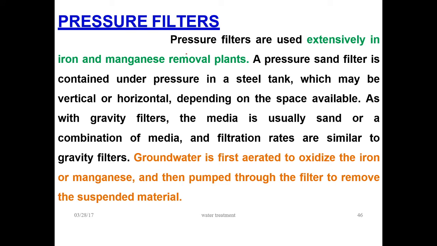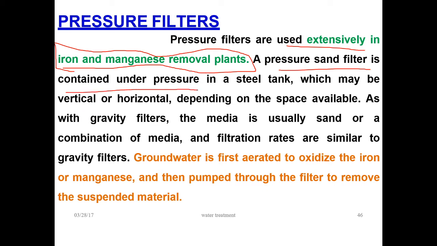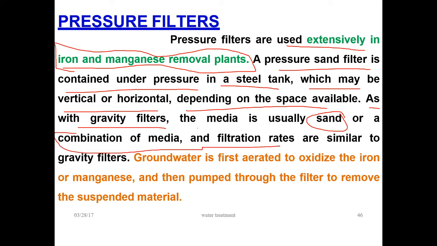Next one is pressure filters. Pressure filters are used extensively in iron and manganese removal plants. This is meant only for removing iron and manganese. A pressure sand filter is contained under pressure in a steel tank, which may be vertical or horizontal depending on the space available. As with gravity filters, the media is usually sand, or a combination of media, and filtration rates are similar to gravity filters. Gravity filters are nothing but rapid sand filters.